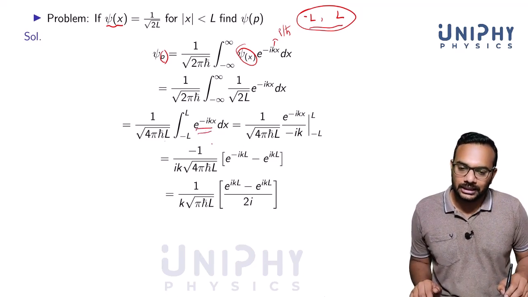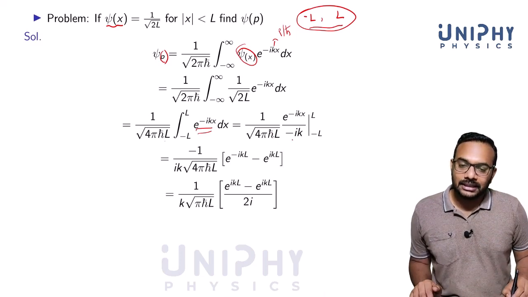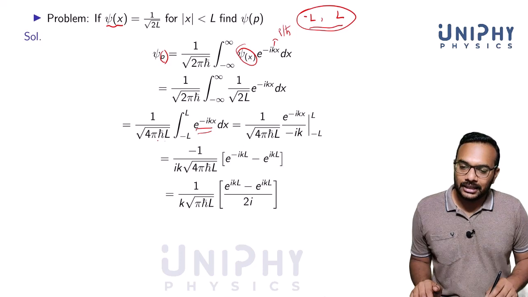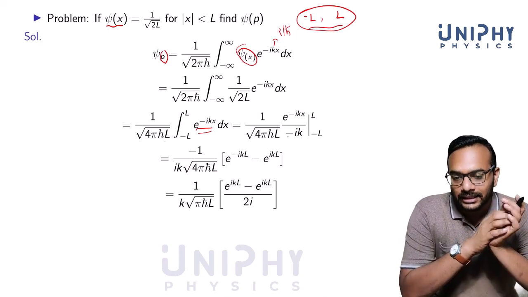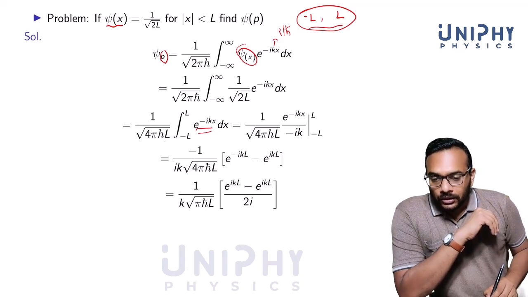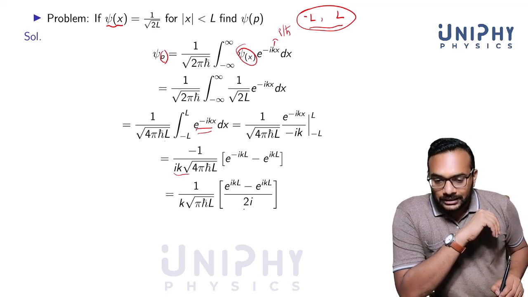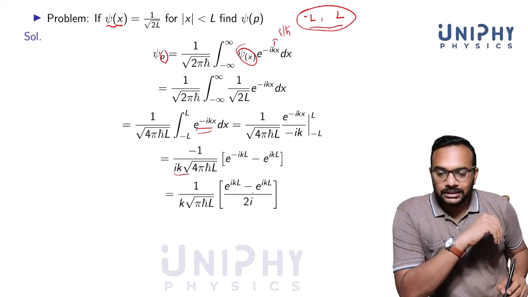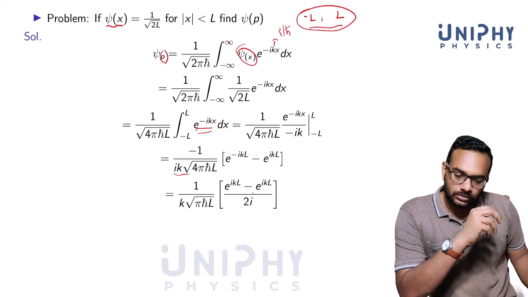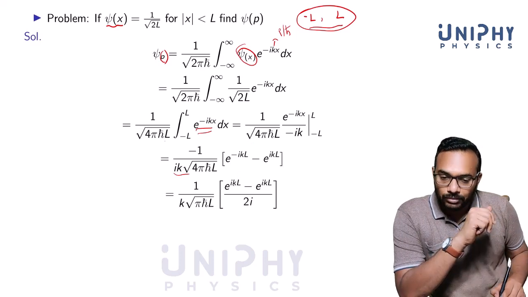Now this is a simple integration. You know how to integrate this. It's e raised to minus ikx divided by minus ik, because you are integrating over x. Now you apply the limits minus L to L. You combine all these factors. There's a minus here and minus 1 by ik times square root of 4 pi h cross L, and you get e raised to minus ikl minus e raised to ikl. Now you can take 2i inside, for obvious reasons, since e raised to ikl minus e raised to minus ikl.